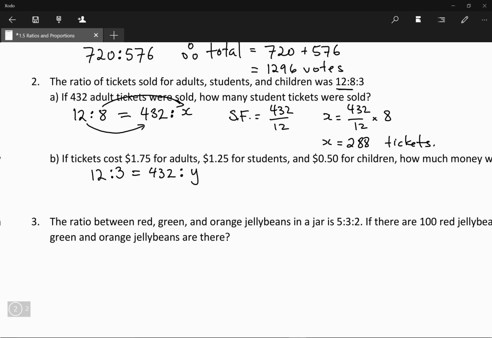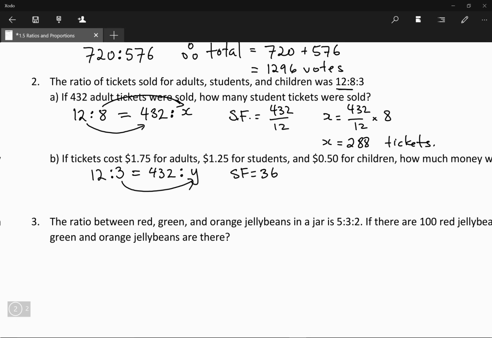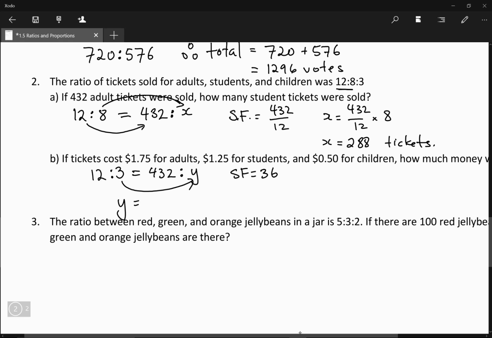Okay, and if we're to solve this ratio, well, the scale factor we already know is 432 divided by 12. Okay, and that scale factor, if I divide 432 by 12, it's 36. So the scale factor is equal to 36. So if I take 3 and I multiply it by 36, I'll get my y value. Okay, and the y value is, let me just take my calculator here. So 36 times 3 is equal to 108. So in total, y equals 108 children tickets.